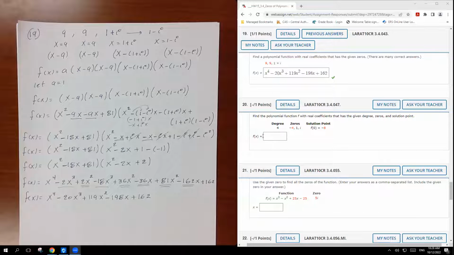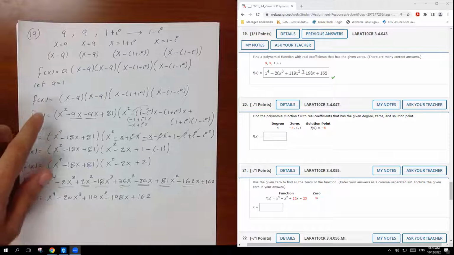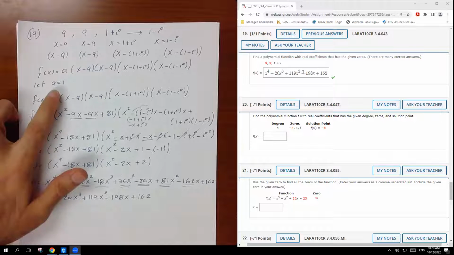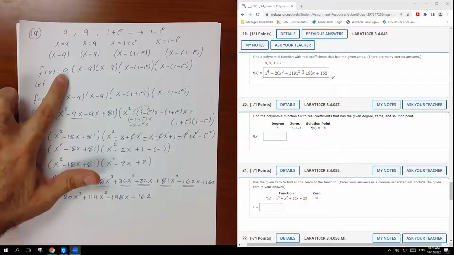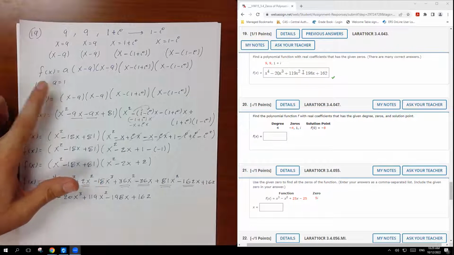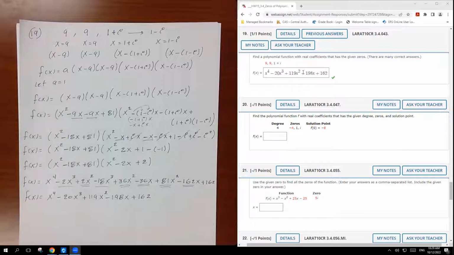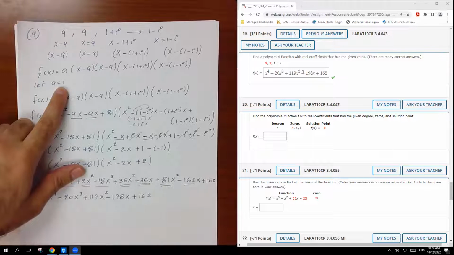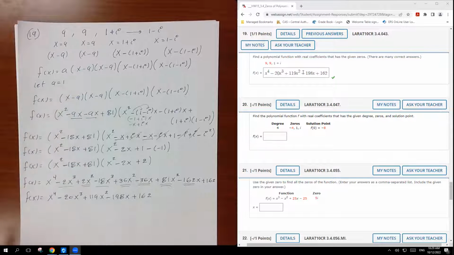Now let's go to example 20. With example 19, if we check here, we're going to let a equal 1. If you get a equal 2, you're going to get a different answer. If you get a equal 3, you're going to get a different answer. That's why they're telling you there are many correct answers.